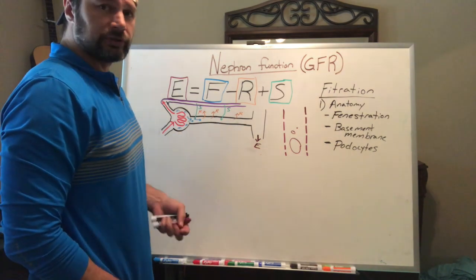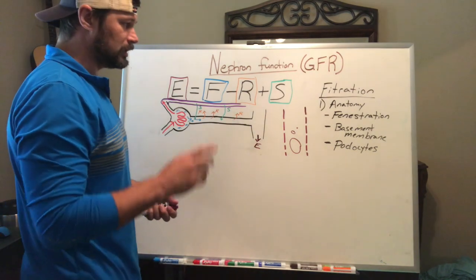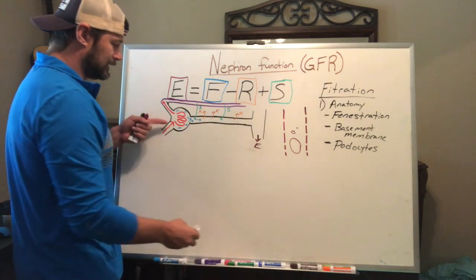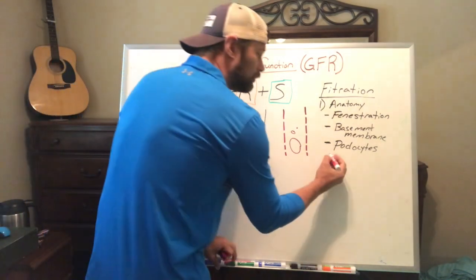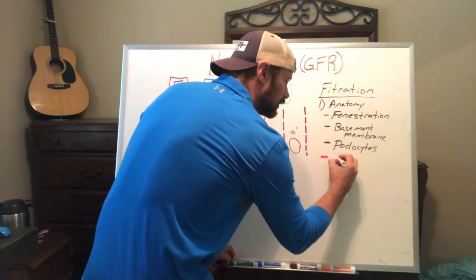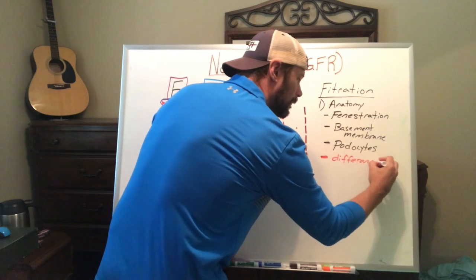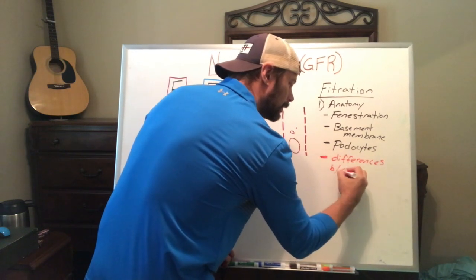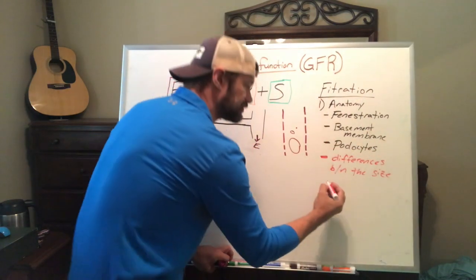We need to not just look at the anatomy of the glomerulus. That's all we've looked at so far. The other anatomy that we need to look at is the anatomy of the arterioles. So now when we're looking at the anatomy, you should also think about the difference between the size of the afferent versus the efferent.